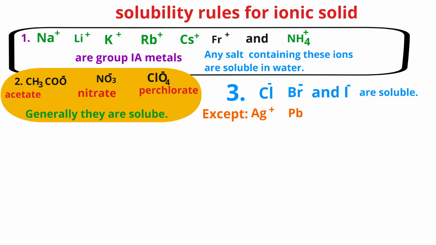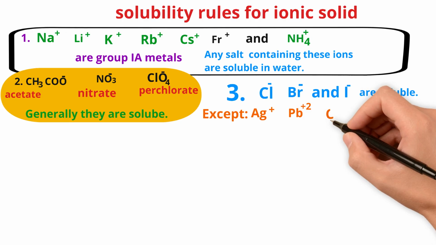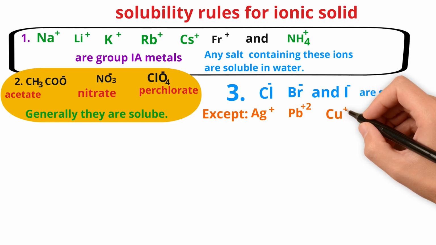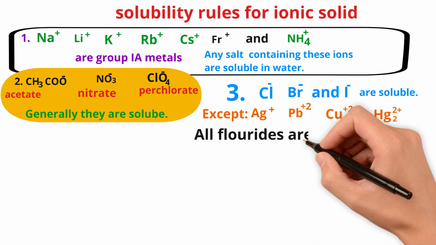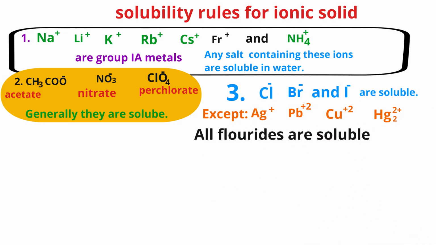At the same time, lead chloride, lead bromide, and lead iodide are again insoluble. Copper chloride, copper bromide, and copper iodide are also insoluble. Mercury chloride, mercury bromide, mercury iodide are also insoluble. Except these 4 ions, the rest of the chloride, bromide, and iodide salts are soluble.